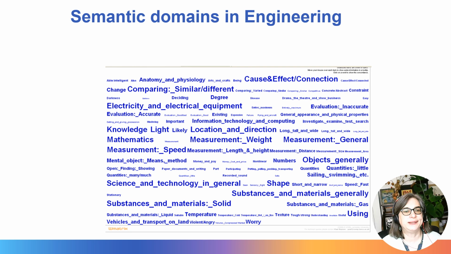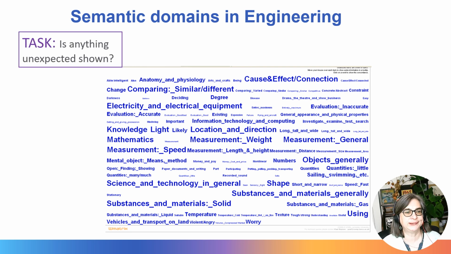Here we're looking at semantic domains within engineering. I did a comparison of all student undergraduate writing in engineering, no matter which first language the students had, compared to all student writing at undergraduate level, and what were the differences? If you have a look at these, is there anything unexpected? You would expect the aboutness of engineering to include cause and effect, electricity, mathematics, measurement, etc. Are there any perhaps unexpected features?